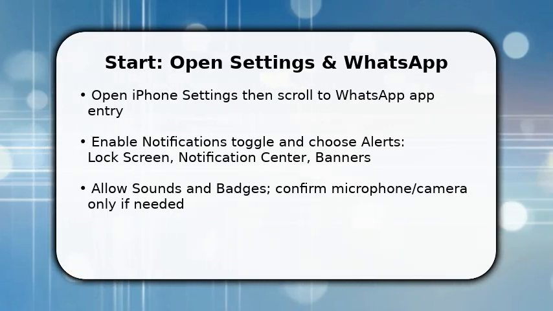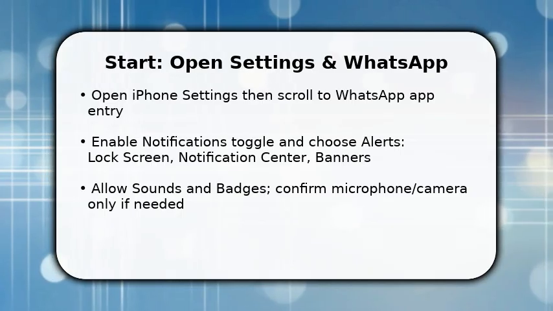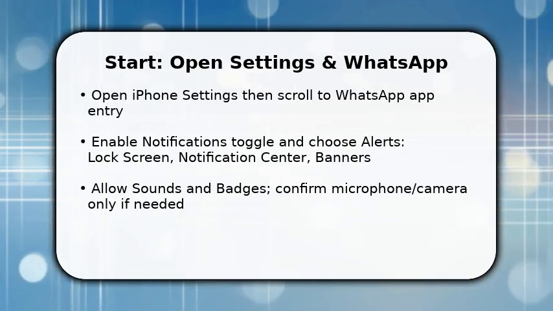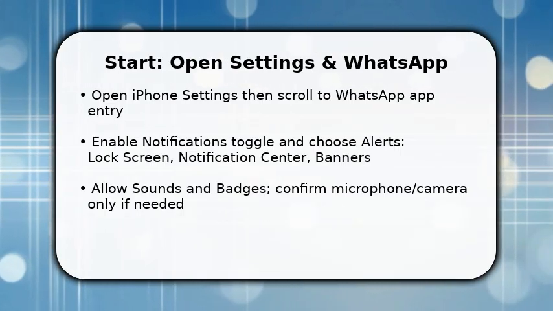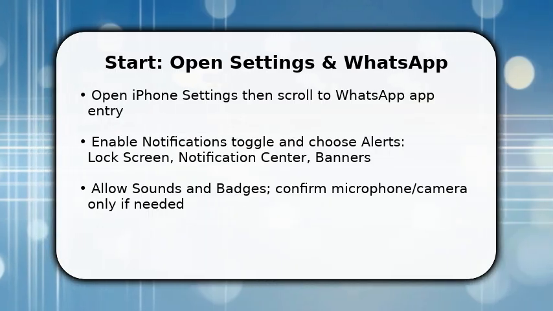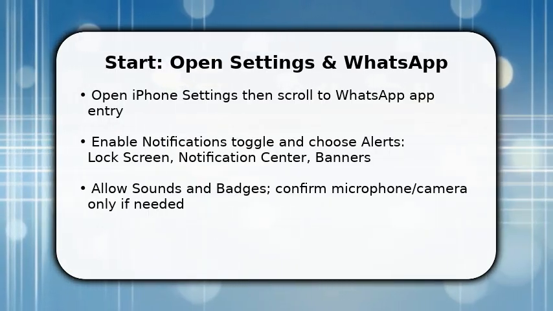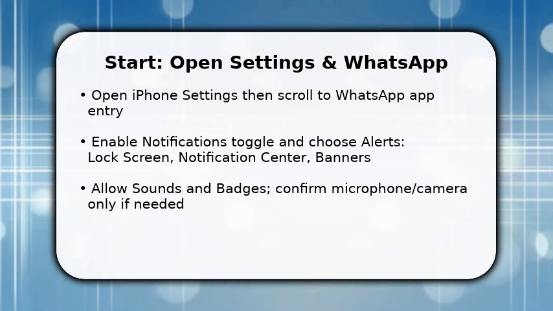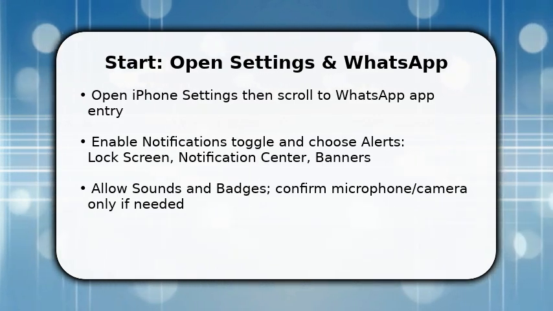Make sure sounds and badges are on if you want audible cues and unread counts. Once done, return to WhatsApp for app-specific tweaks to ensure system settings and app settings match. You now open WhatsApp, go to Settings then Notifications to refine behavior.